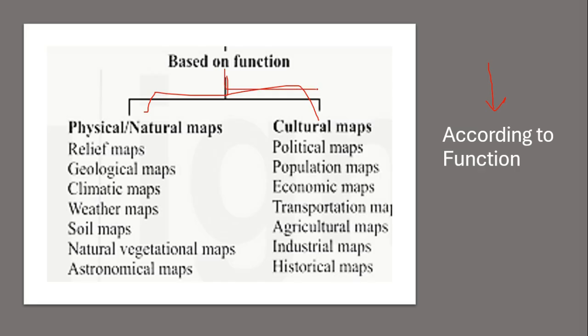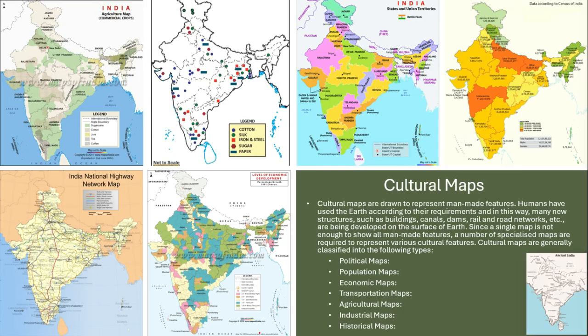So based on function, our next type is cultural map. So what is cultural map? So cultural map are drawn to represent man-made features. Humans have used earth according to their requirement, and in this way many new structures such as buildings, canals, dams, rails and road networks are developed on the surface of earth. So when these features are represented on a map, they are known as a cultural map.